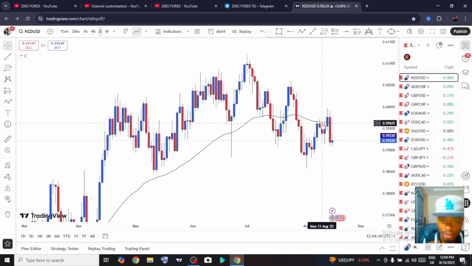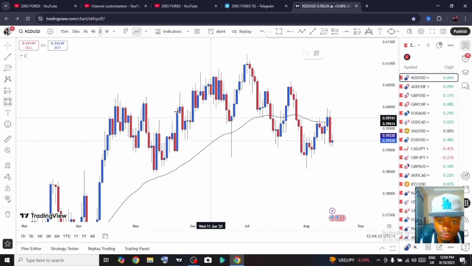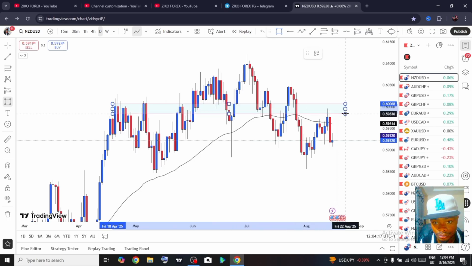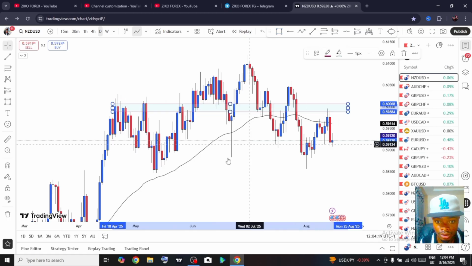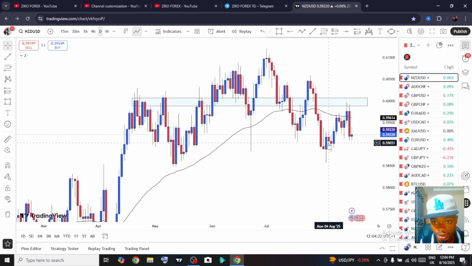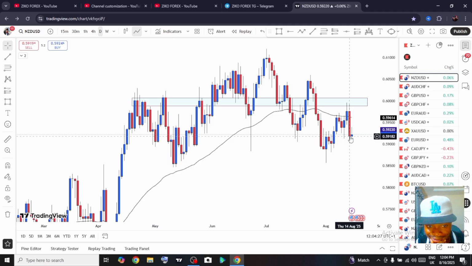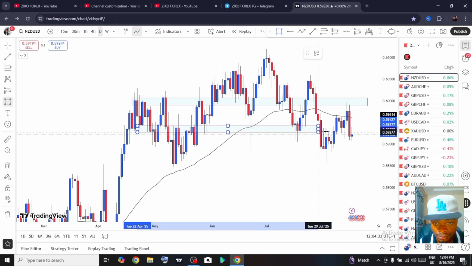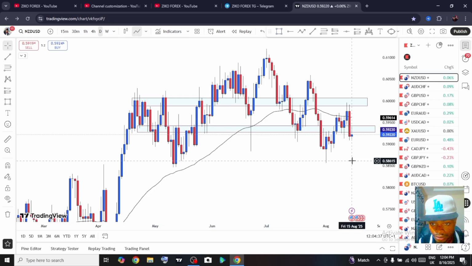So let's see. I think we have something here. All right, so clearly you can see that this is a clean area of interest that is within this area right here. Price just rejected from that area, and I think there's also something I'm going to be seeing here too. There's another area of interest right here. Yes, there's another area of interest right here.